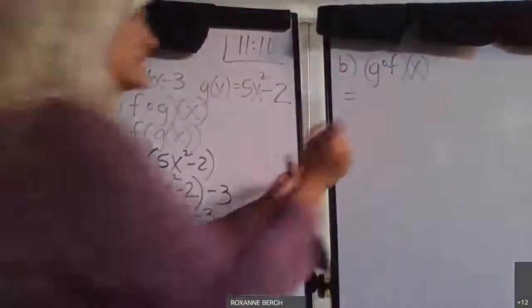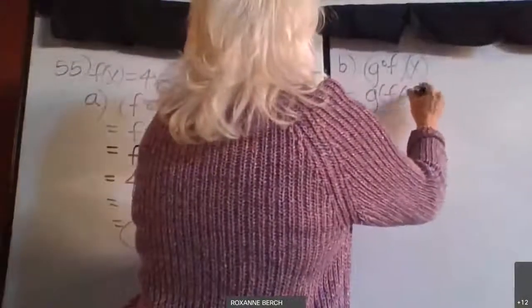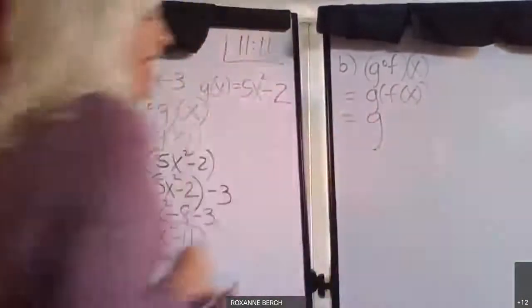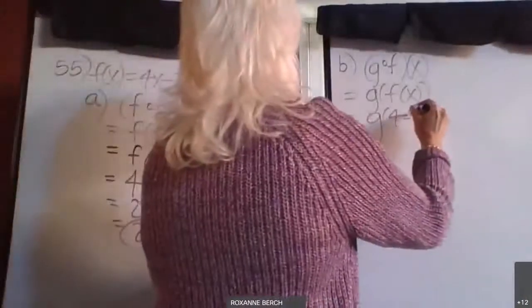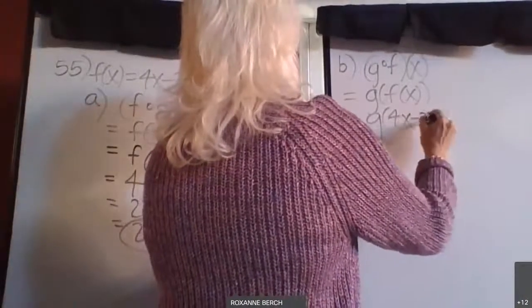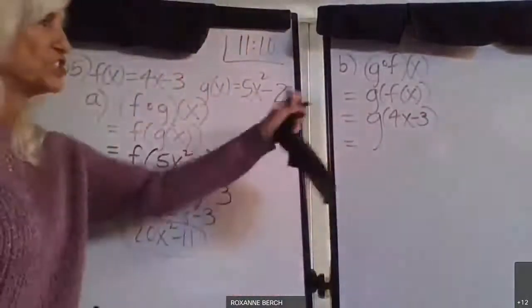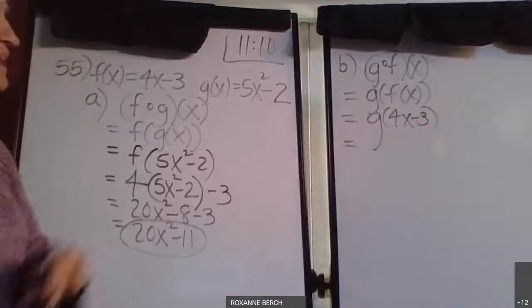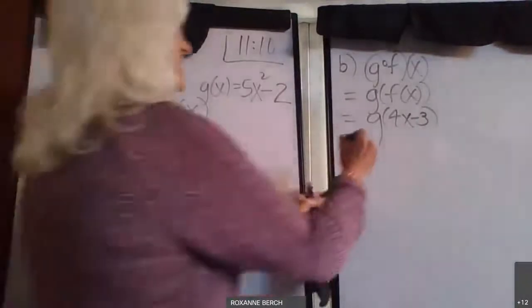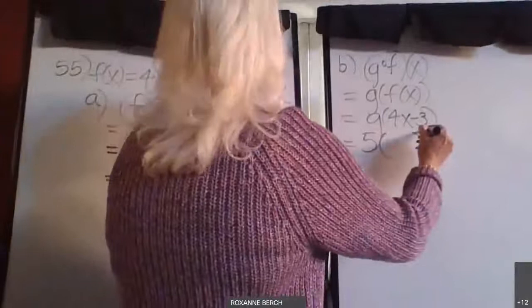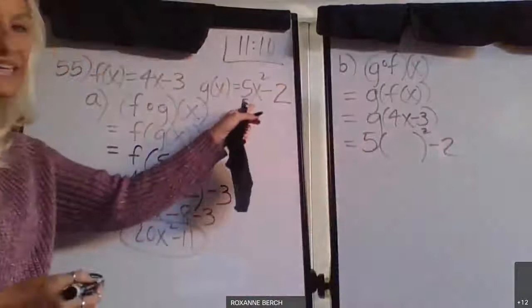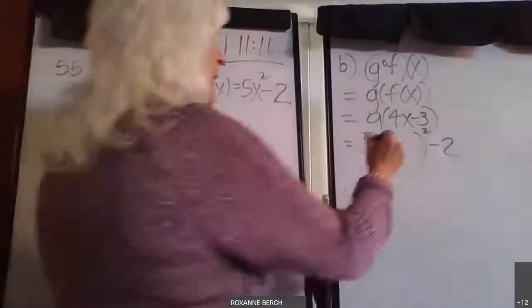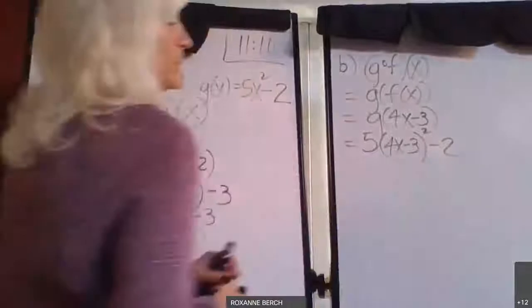And what that means is g of f of x. So now we drop the g down and go on the inside, f. What is f? Over here, 4x minus 3. So now that's g of x. Well, this is g of x over here, right? And g of x is 5 times x squared minus 2. So we're going to take that x out, the new x in, which is 4x minus 3.